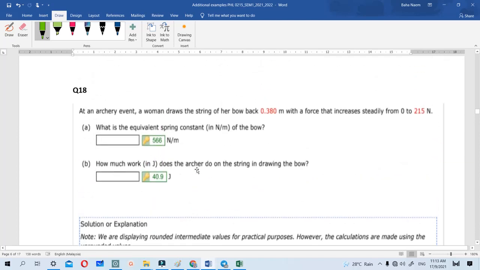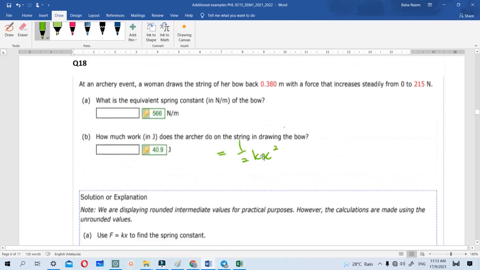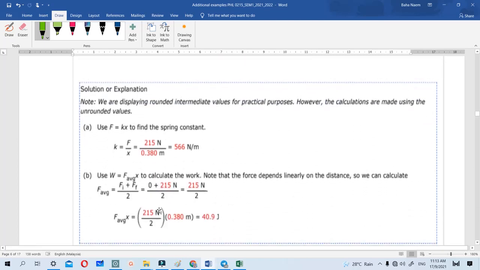Now, how about how much work does the archer do? Okay, now you can opt either to use half kx squared. It was she who does it. Okay, she does it. So it's not work by the spring. It's not by the string, sorry. Okay. So you could use half kx squared, or you can use these methods. Okay, you would arrive with the same answer. In the case here, what really happened is they find the average force, okay, the average force, and then times the displacement. So arriving with 40.9 joule.